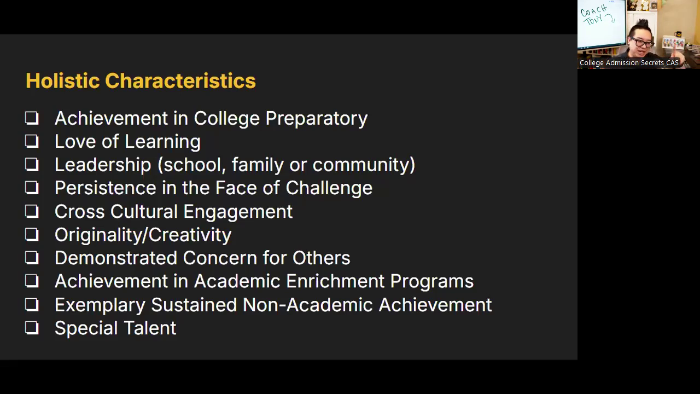Again, this is not a checklist to follow, but these are things that, in the back of their heads, readers are kind of looking out for in your application itself. Okay.